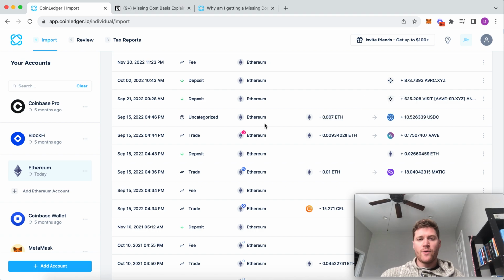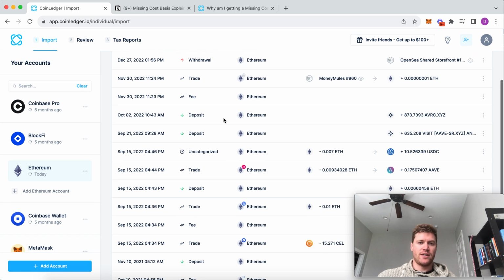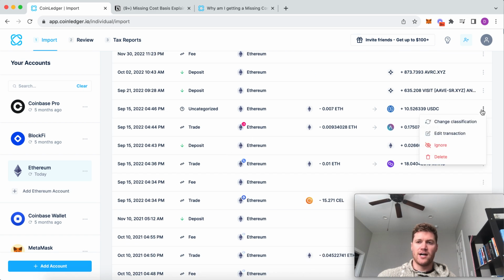So here we can see this is an uncategorized transaction, and it's most likely a trade of Ethereum for some amount of USDC. This could lead to missing cost basis, because the cost basis in this USDC isn't going to flow through, because this disposal of Ethereum is what sets the basis for the USDC. So we need to fix this uncategorized transaction within CoinLedger so that the cost basis can flow through.